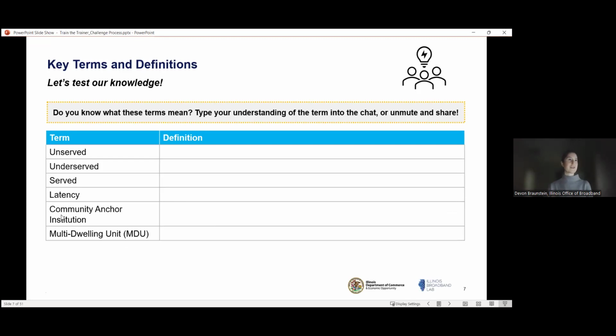And does anyone want to share their understanding of a community anchor institution or a multi-dwelling unit? They're institutions that typically provide the critical resources and services to support local residents. Yeah, that's great. Schools, yeah, schools are a community anchor institution. And a multi-dwelling unit is a residential building that has 2 or more units. So you could call it an apartment building, but correct, Jessica, apartments, senior living facilities, really any building that has more than 1 unit in it.